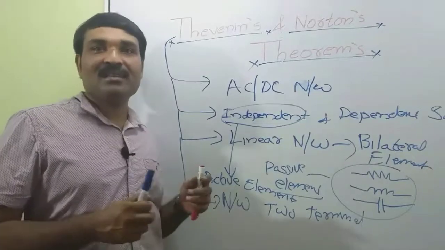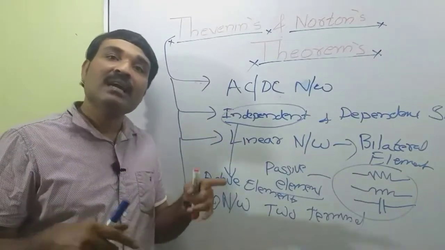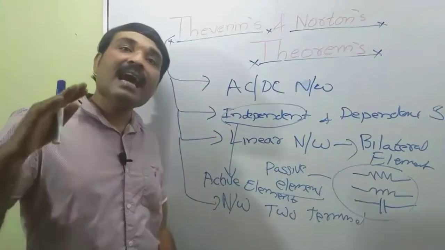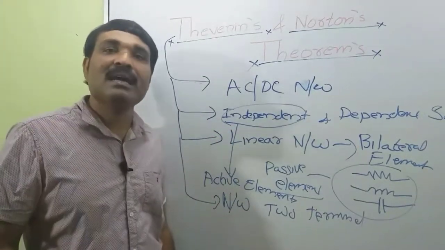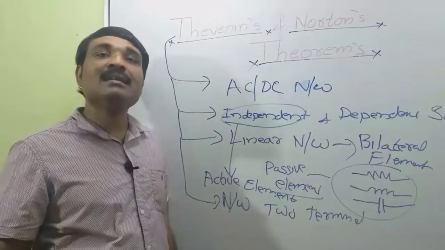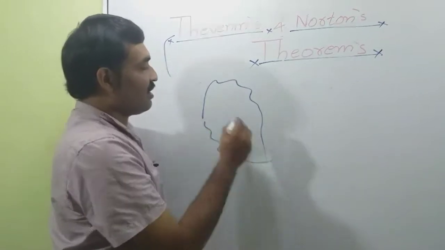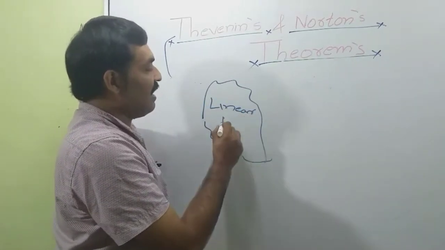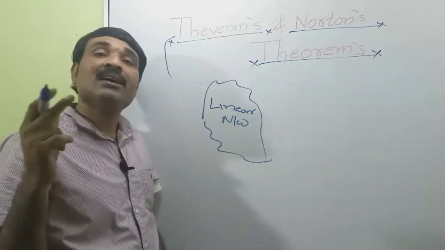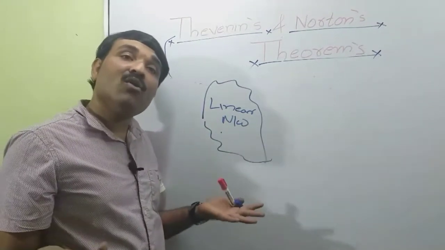We can state Thevenin's theorem. It states that if any linear bilateral network consisting of independent or dependent voltage sources or current sources, then the entire network can be replaced by a single voltage source in series with an impedance. That impedance is called Thevenin's impedance. That means we have a linear network consisting of passive elements such as inductance, resistance or capacitor. That means bilateral elements, and it may contain more than one voltage source or current source.